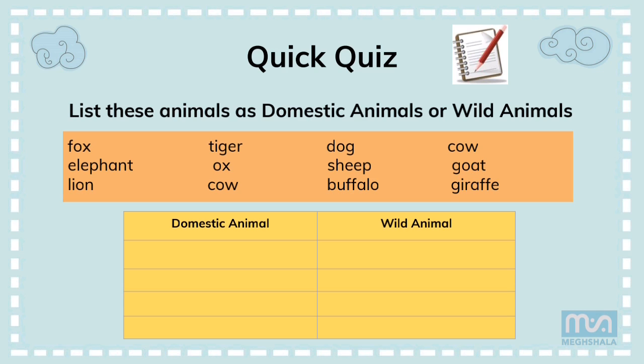Fox, elephant, lion, tiger, ox, cow, dog, sheep, buffalo, cow, goat, giraffe. So you have to list these animals into domestic animals and wild animals. So your time starts now.